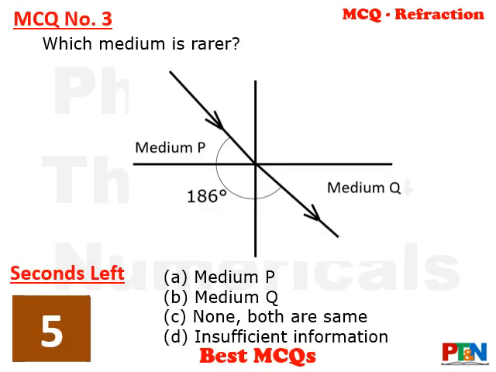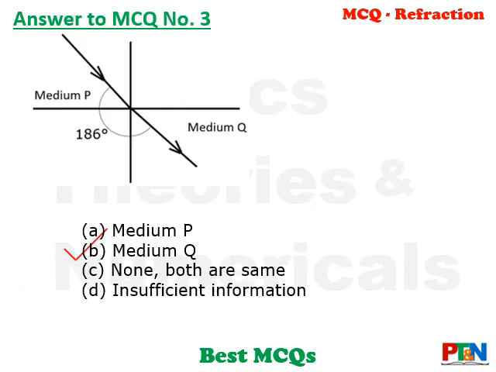Third question. Which medium is rarer? Again you have to find out from this ray diagram. Option A, medium P. Option B, medium Q. Again option C and D, none and insufficient information. Your time for 5 seconds starts now. Time's up. Hope you got your option. Let's see the answer. The answer is option B, that is medium Q.